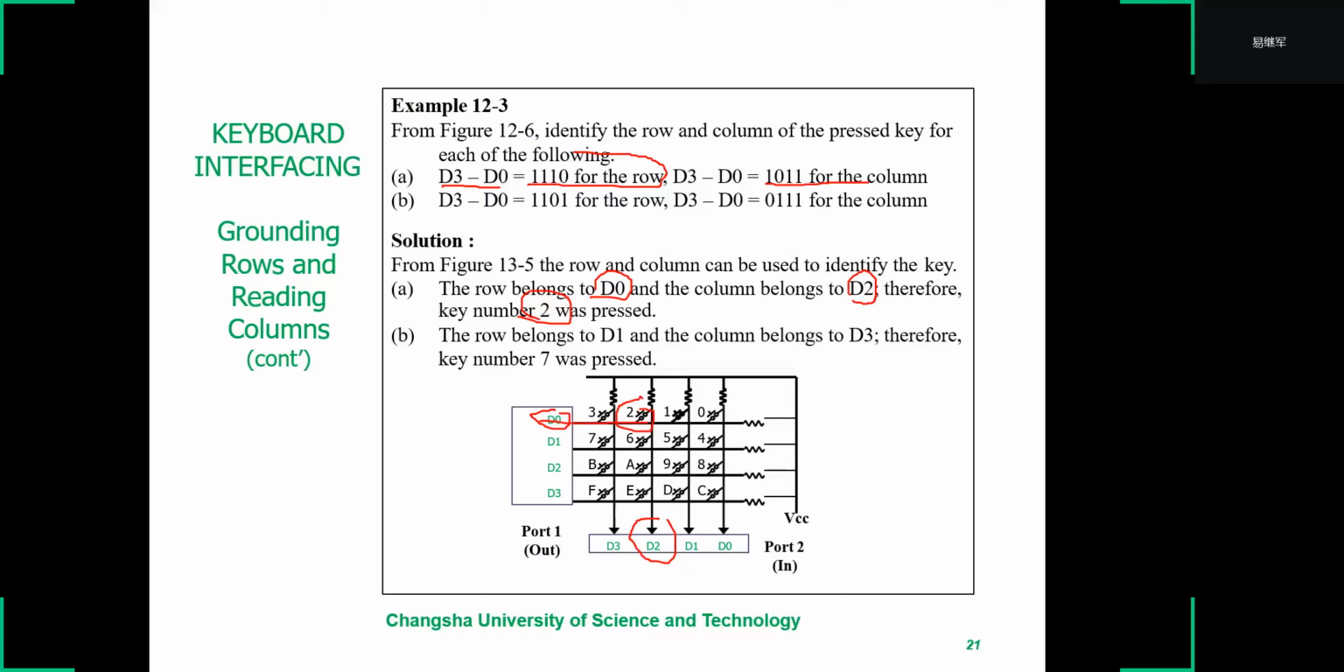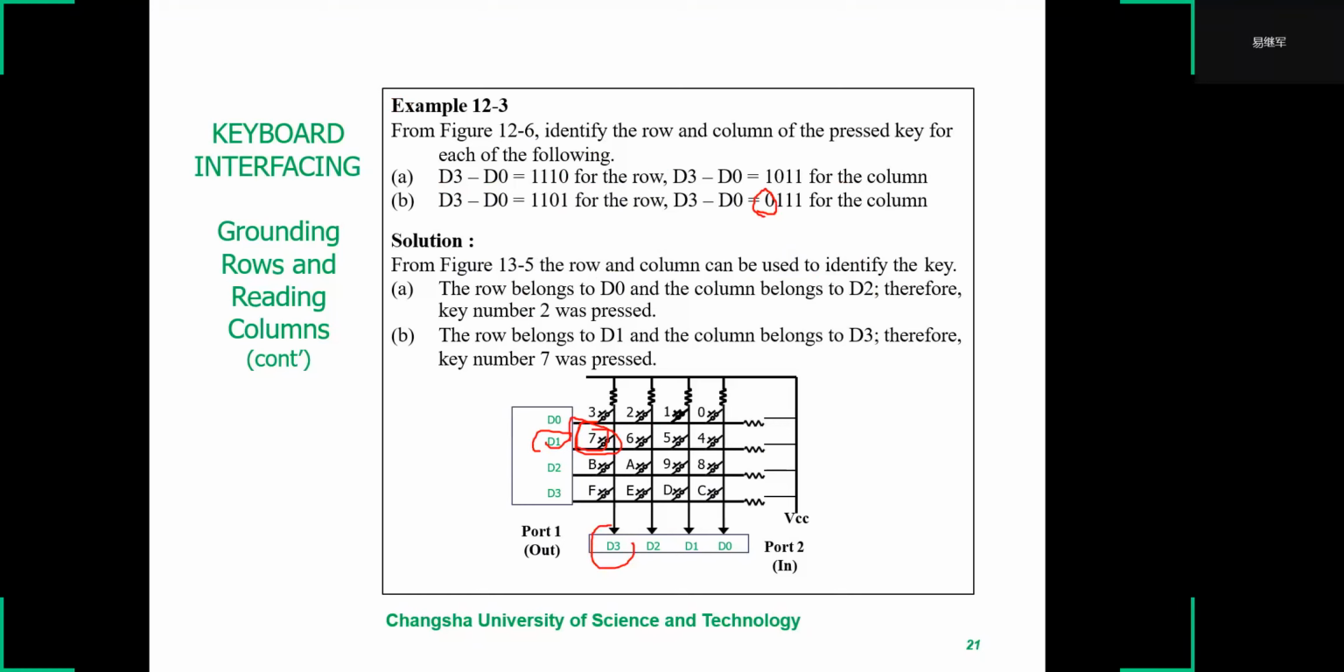In this one, D1 is 0 and D3 is 0. So we know key number 7 is pressed.